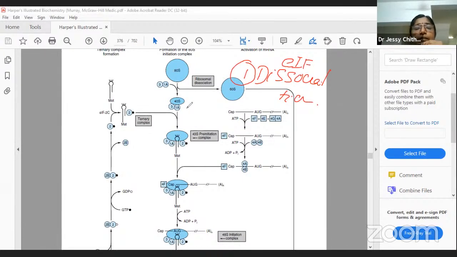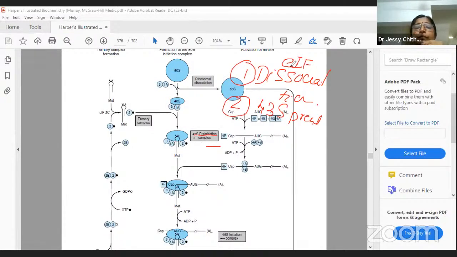And to this 40S subunit, the next step is formation of 43S pre-initiation complex. To this 40S subunit, the ternary complex composed of methionine tRNA and factor 2 along with GTP will bind, forming the 43S pre-initiation complex.